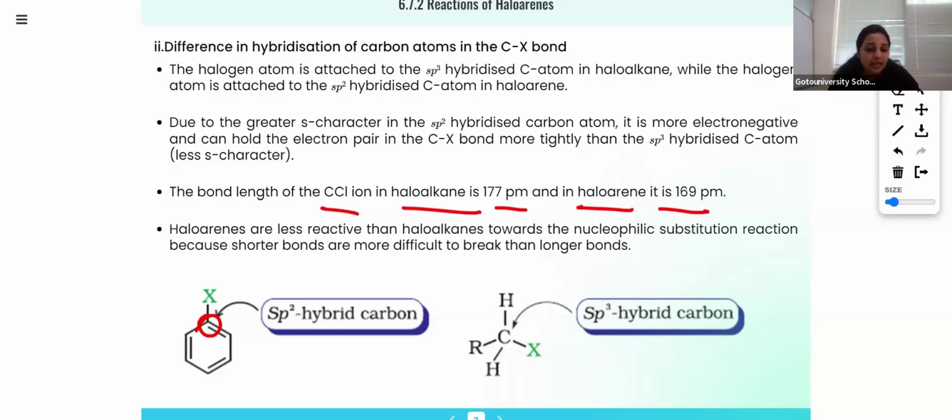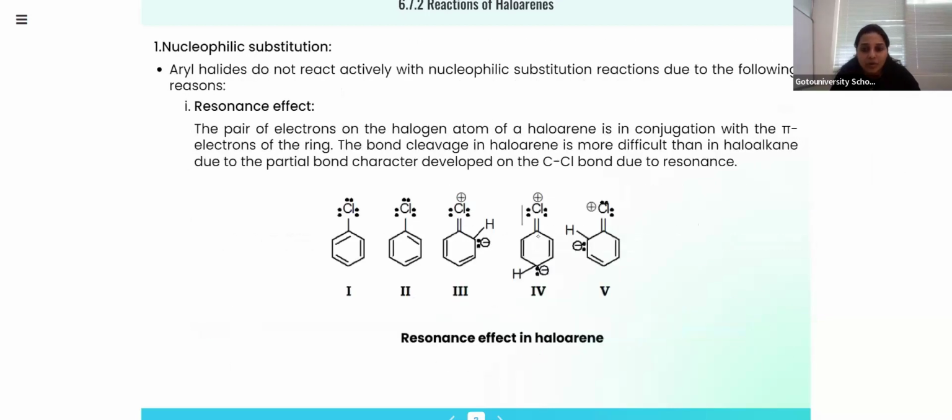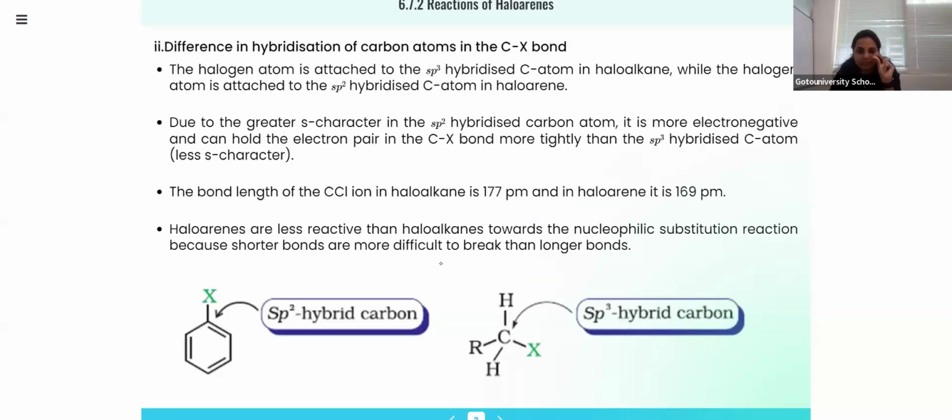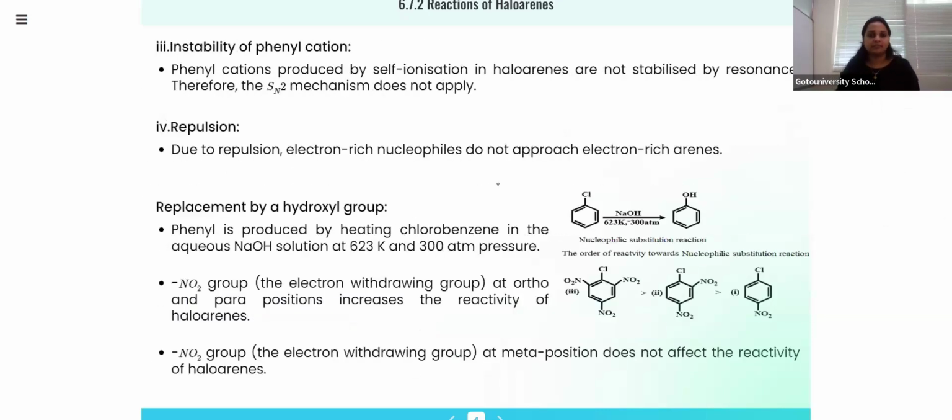Why? Because due to the resonance process in haloarene, the carbon-halogen bond has a double bond character. See here, due to the jumping of electrons, there is a double bond character between carbon and halogen. Due to the double bond character, the bond becomes shorter, meaning bond length is less. That's why the carbon-halogen bond in haloarene is 169 picometer, while the other one is 177.